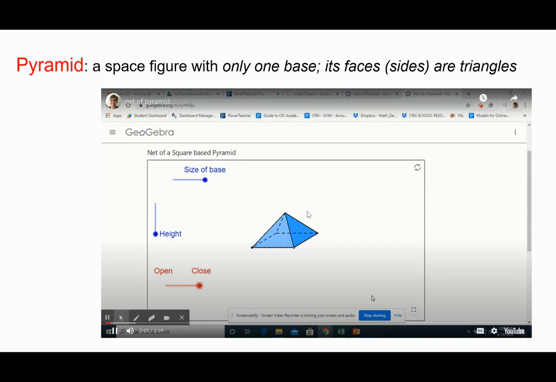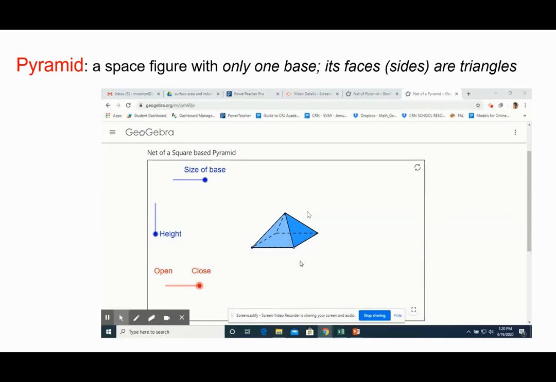Okay, this is a pyramid that we have right here. Its base is a polygon. It can be a triangle, it can be a square, it can be a 12-sided figure. But the big thing about the pyramid is that it comes to a point at the top. So we can change our height in here. We can make it taller or smaller.